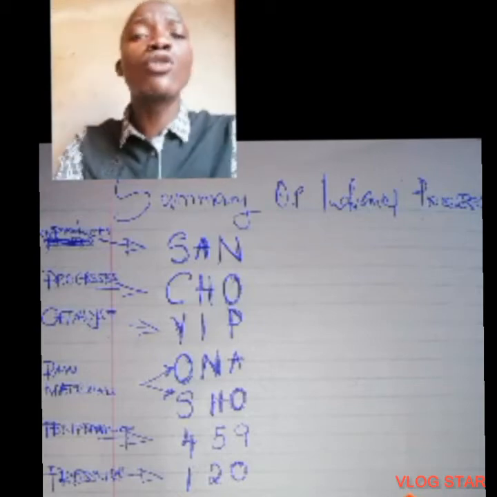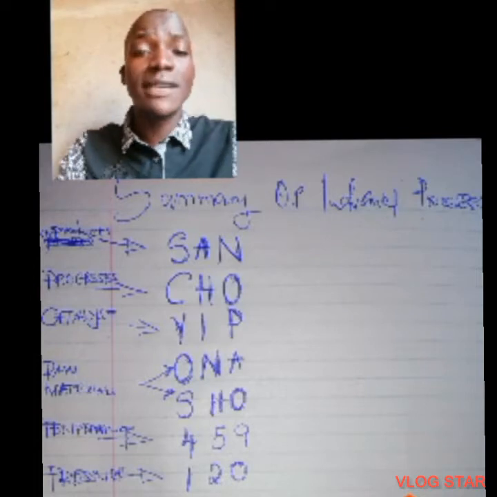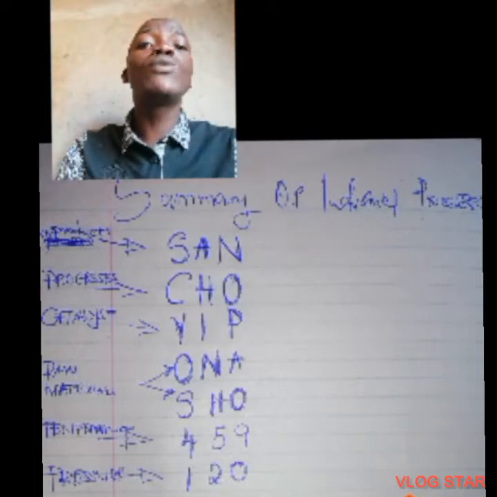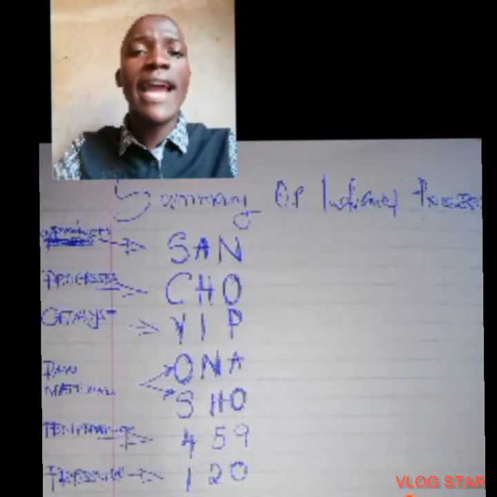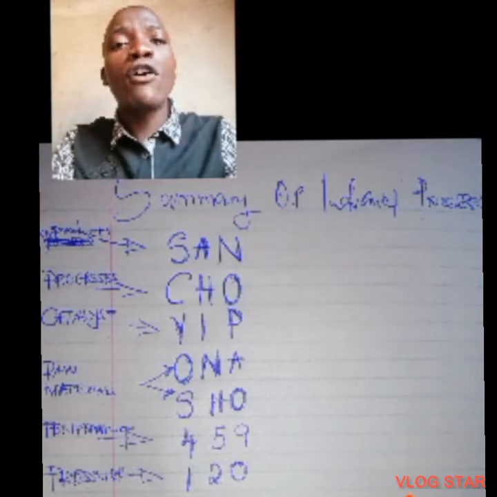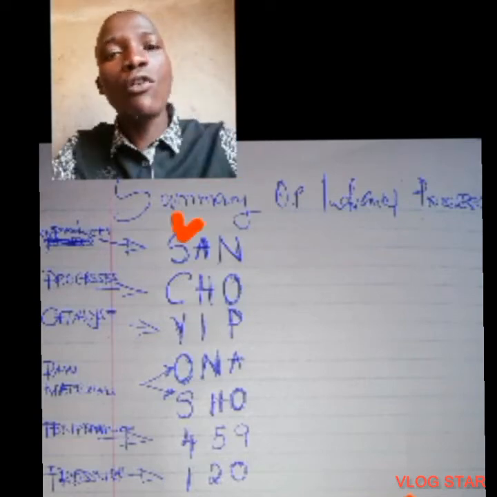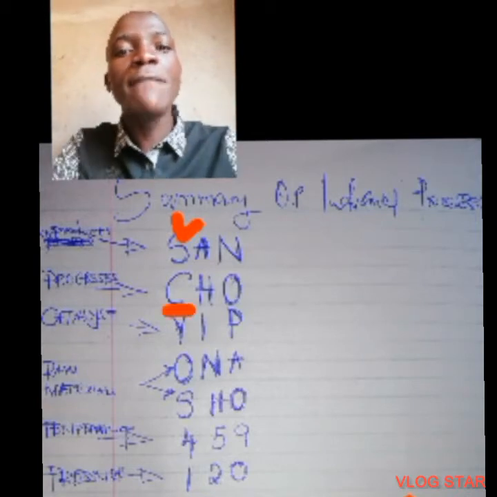Move on, talking about raw materials, that is represented by Onasho. It represents raw materials. Then 459, it represents temperature. Then 120, it represents pressure. So I'm going to explain how this mnemonic works, right? The manufacture of sulfuric acid represented by S is called the contact process represented by C here.